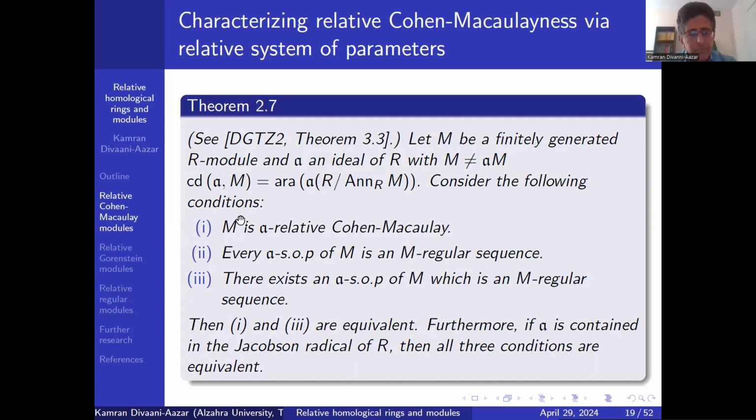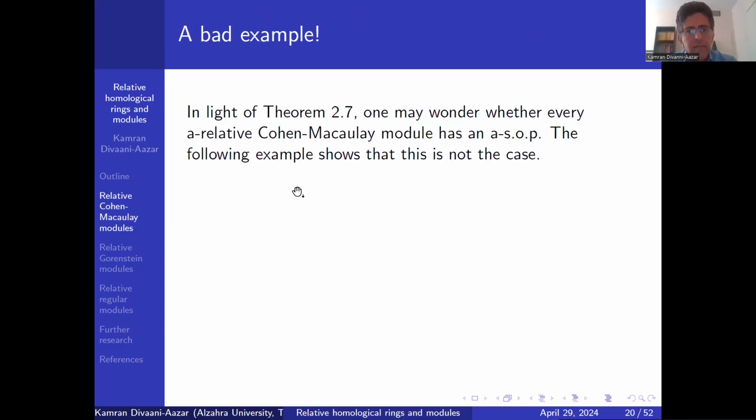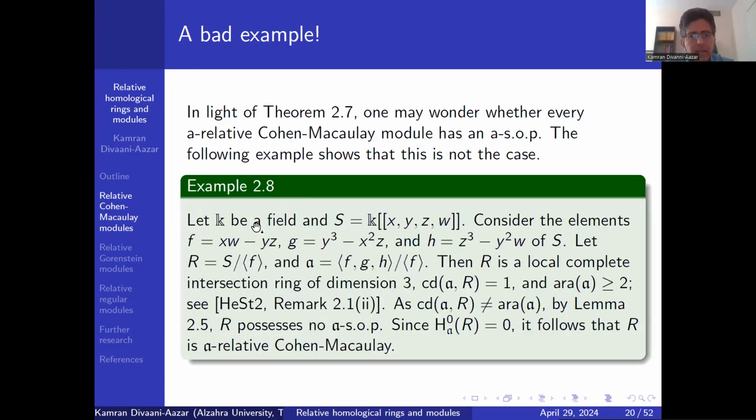Here, one may think that we can omit this. One may think that if M is A relative Cohen-Macaulay, then we have this automatically. But unfortunately, there is an example that shows that this is not the case. The example is as follows.